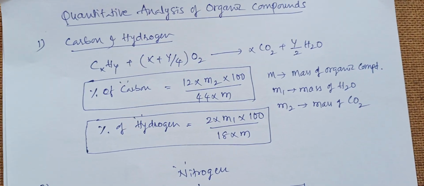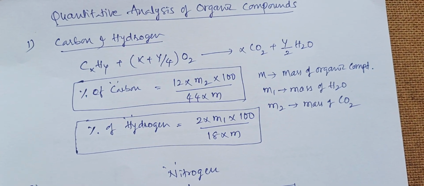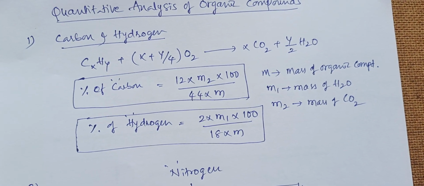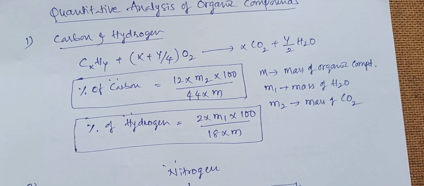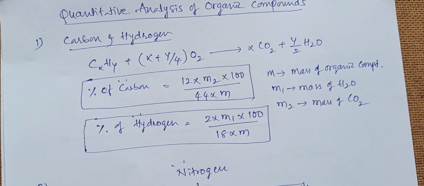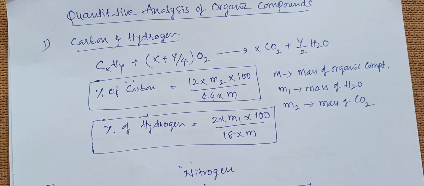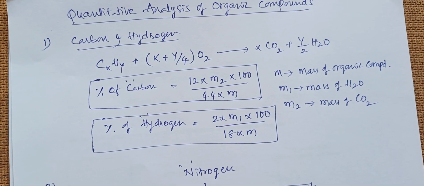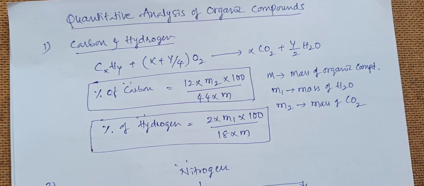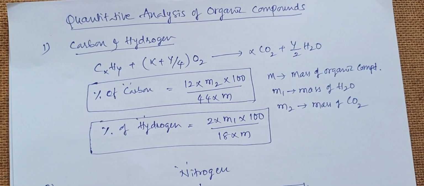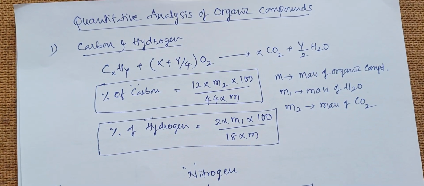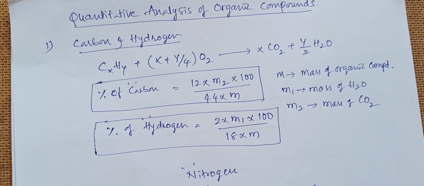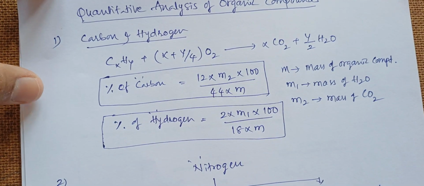Now the percentage of hydrogen can be calculated by the formula 2 into m1 into 100 divided by 18 into m. Here m1 is the mass of H2O formed and m is the mass of the organic compound taken. So this is a very important topic. Surely you will get one question, which means you will get 4 marks in NEET and also in JEE Mains.